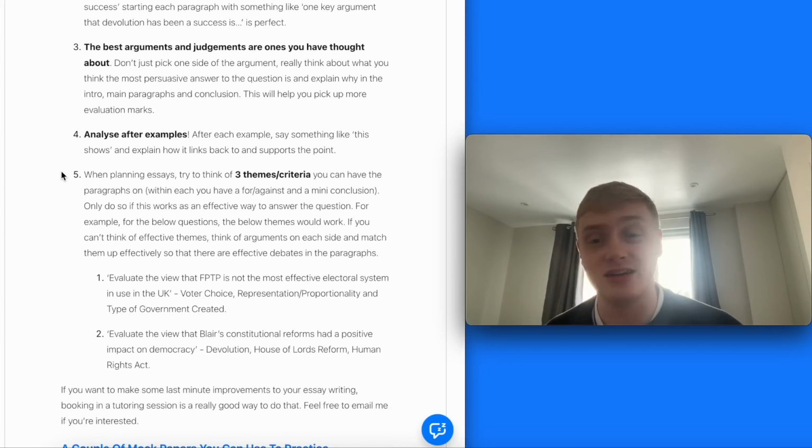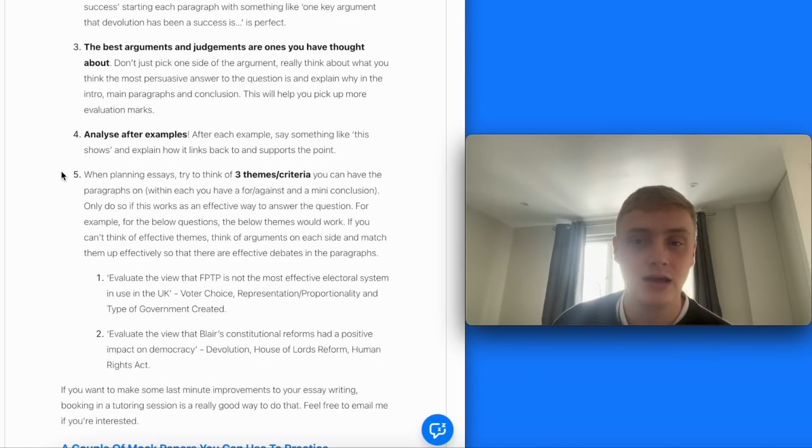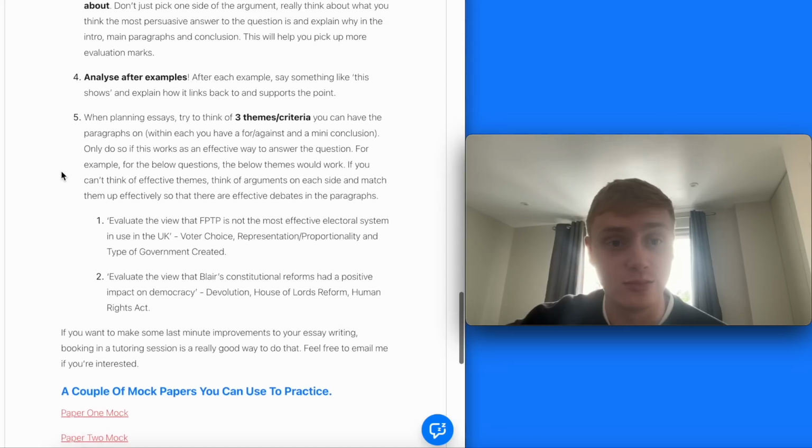Next thing, make sure you're analysing after examples. Don't just bring examples in and then leave it and go on to a next point. Pretty much say something like 'this shows' after the example and link it back to the point. So that's where you're getting those analysis marks rather than just the knowledge marks.